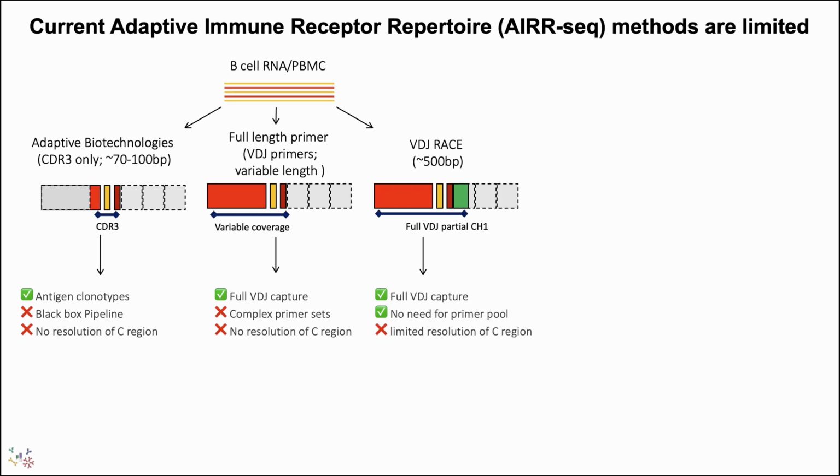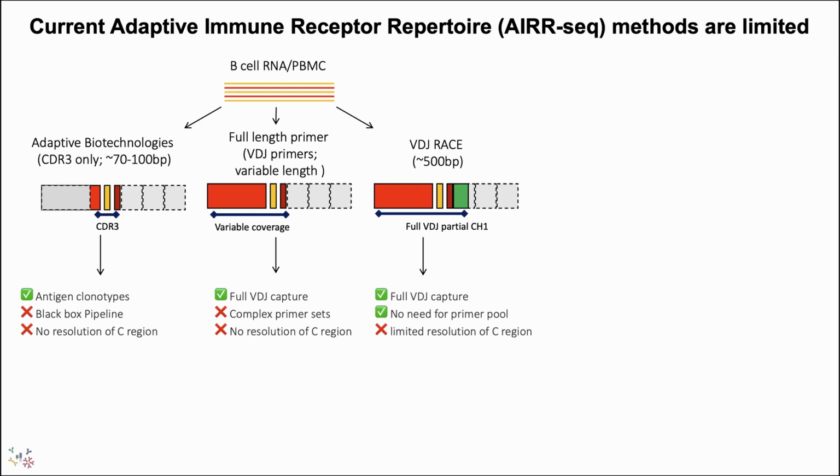In some cases, like the assay that Adaptive Biotechnology offers, there's a profiling just of that CDR3 region. This is the hypervariable region. You can think of it as a fingerprint of that antibody. It's really short and relatively straightforward to characterize. Then there are methods that want to capture the entirety of the variable region that use multiplex primer sets, which are very powerful, but require you to know what you're looking for.